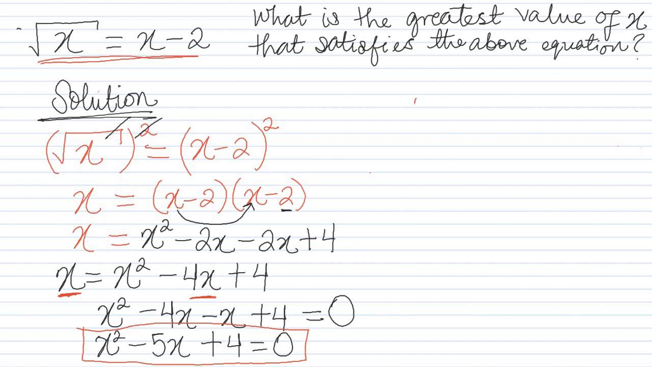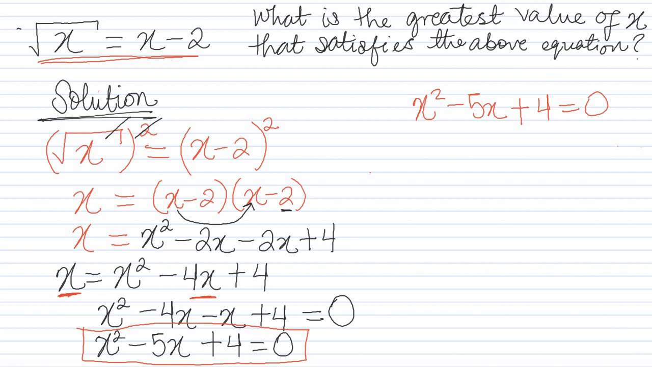So anyways, we have x squared minus 5x plus 4 equals 0. Now we can use different methods to solve this, but I'm going to choose the factorization method because this is a fairly easy question.